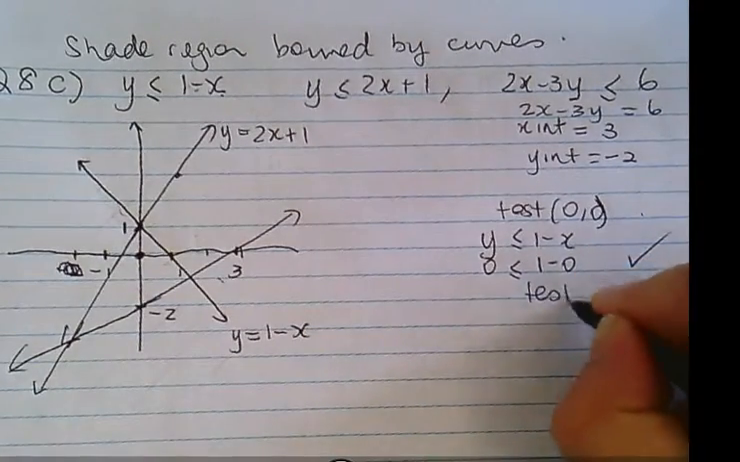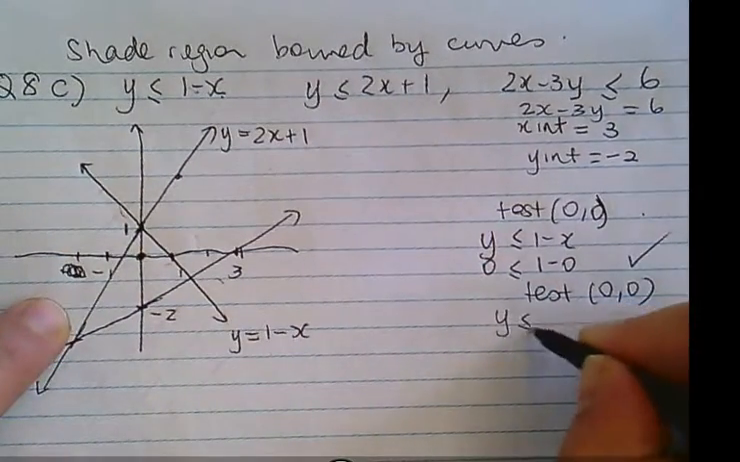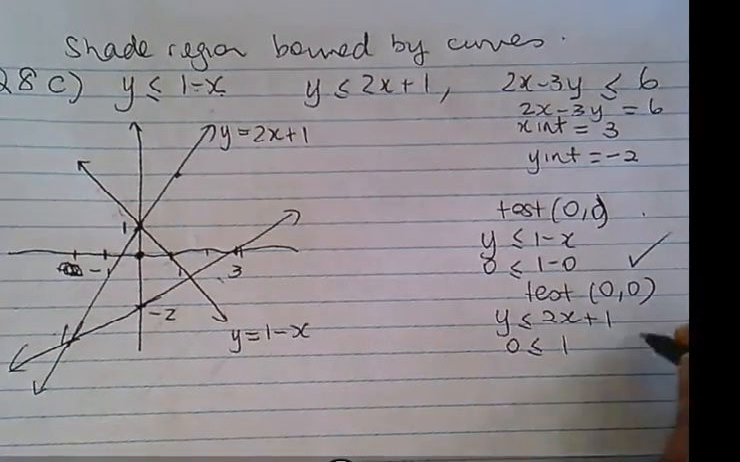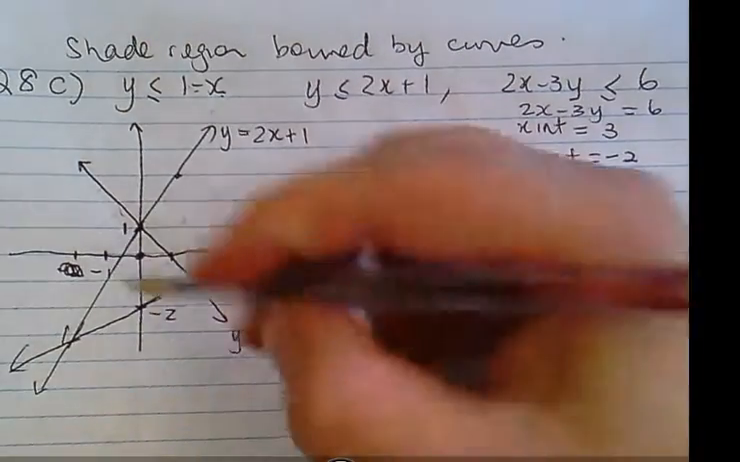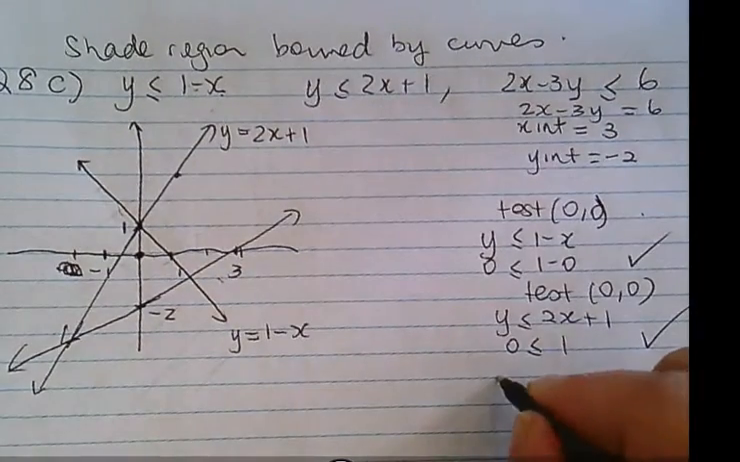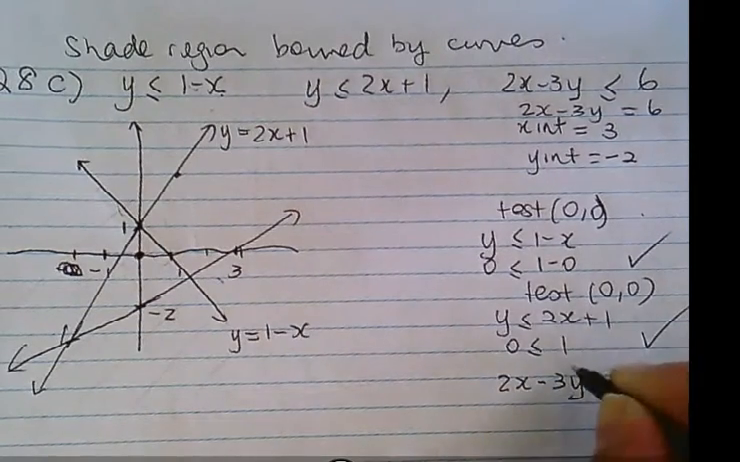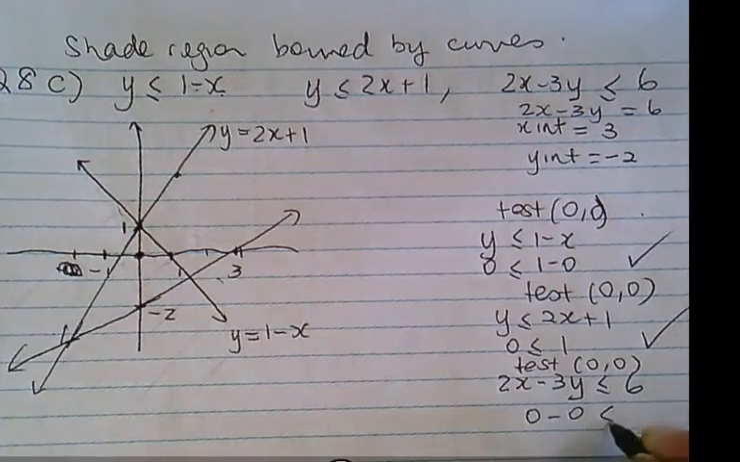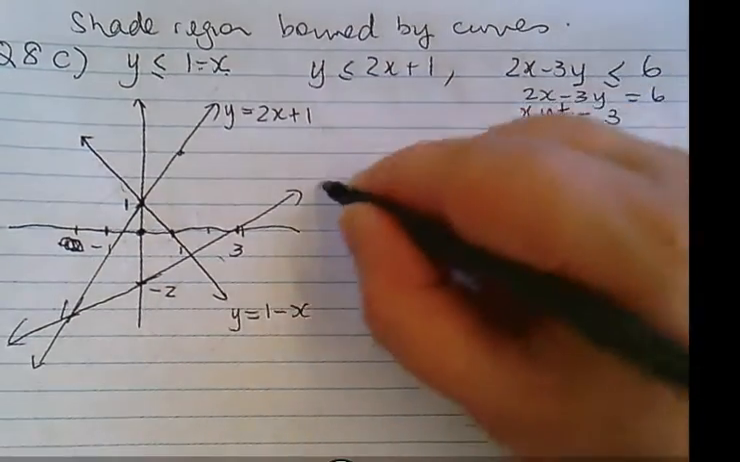Then we're going to test 0, 0 for this line. Y is less than or equal to 2x plus 1. 0 is less than or equal to 1. True. So for this one, we'd shade where the 0, 0 is as well. And then the third line, 2x minus 3y is less than or equal to 6. We test 0, 0 again, and we get 0 minus 0 is less than or equal to 6. That's also true.